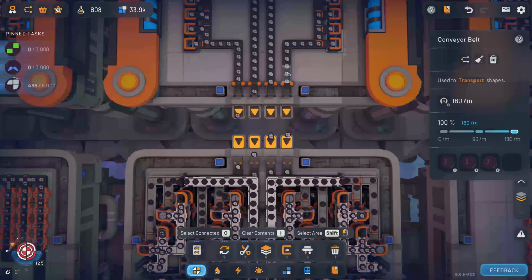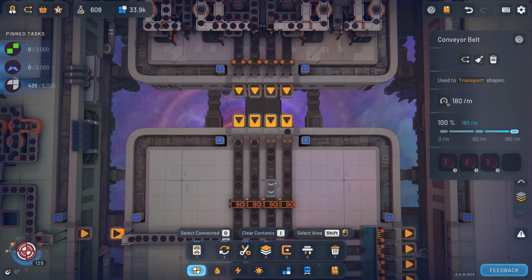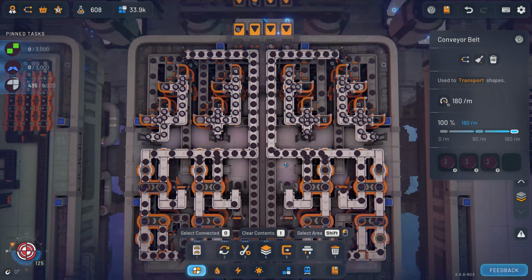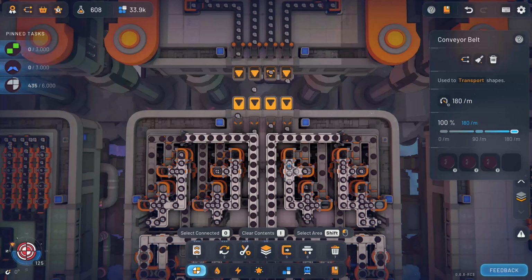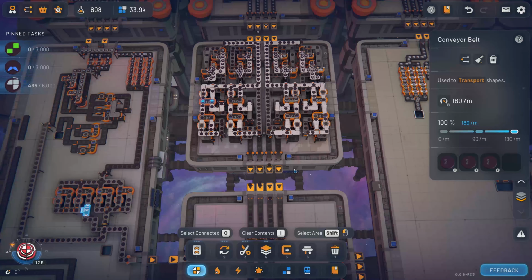So there's a full shape coming in, and at the end there are 90 shapes per minute, 4 pins. Now why only 90? Because we basically cut off half of it and then we basically destroy one half, or we recycle them.